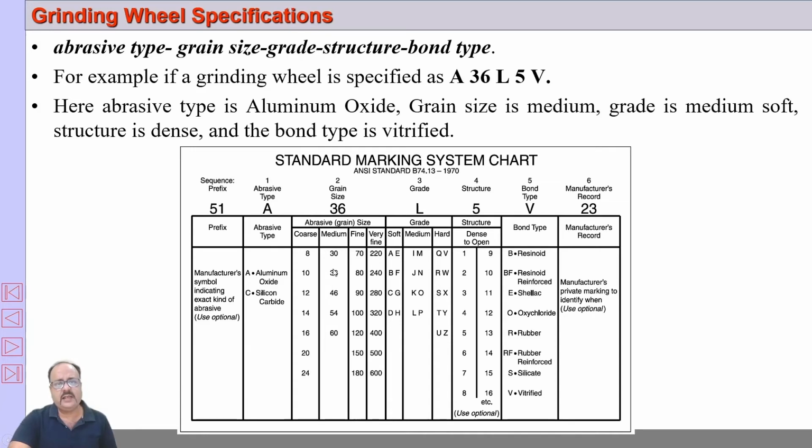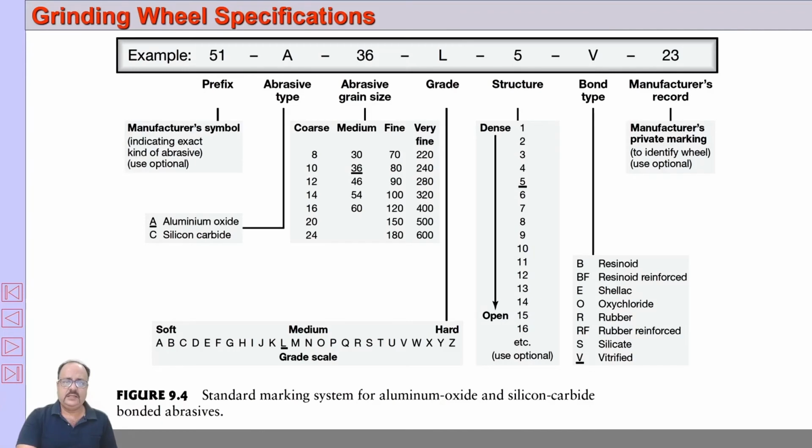36 is a medium size grain in this particular example, A36 L5V. L is the grade. It is again a medium grade, neither soft nor hard. And structure 5 is a fairly dense structure. And vitrified bond is a general purpose bond. There are various types of bond. This particular wheel is designated as a very general purpose wheel. You can see the same example given here. It is underlined.